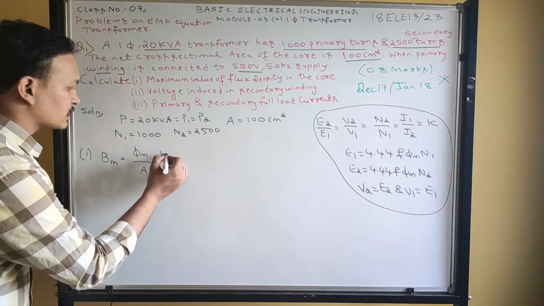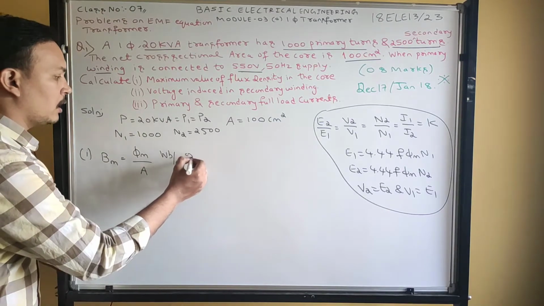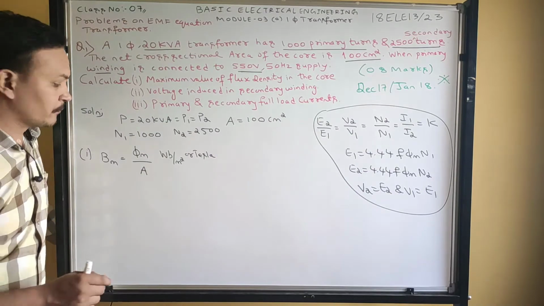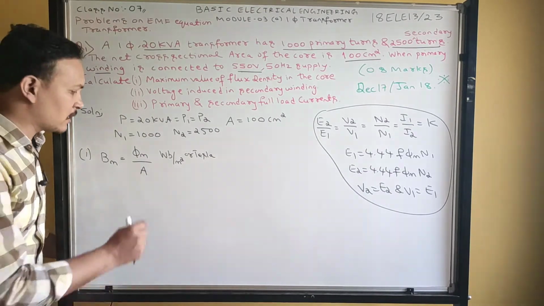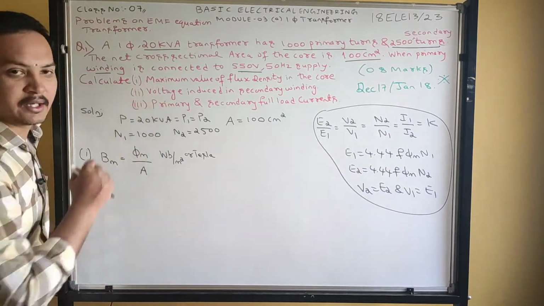What is the unit of flux density? Weber per meter square, or Tesla. So in order to calculate maximum flux density, I want to calculate maximum flux. The area of the core is given in the data.